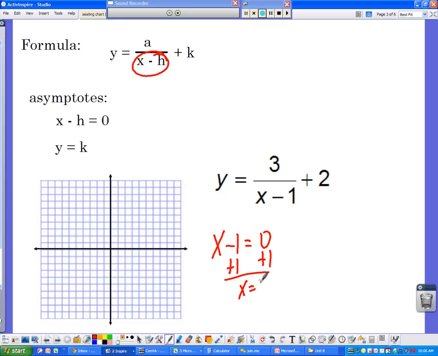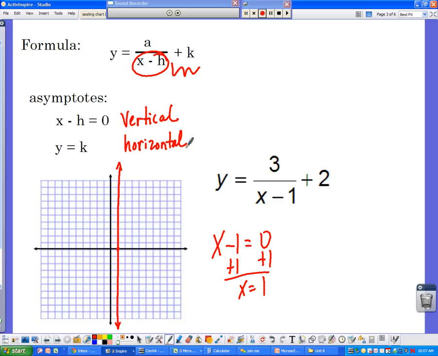So I'm going to add 1. I find out that my first asymptote, the vertical one, is x equals 1. So I come on the x-axis and graph that line. This would be my vertical asymptote. The graph is going to get really close, but it's not going to touch it. The other one is the y equals, the horizontal one. Remember, this one's vertical, up and down, and this one's horizontal.